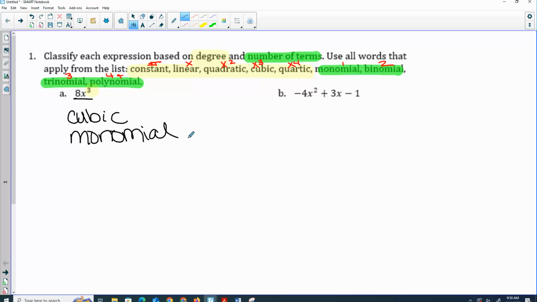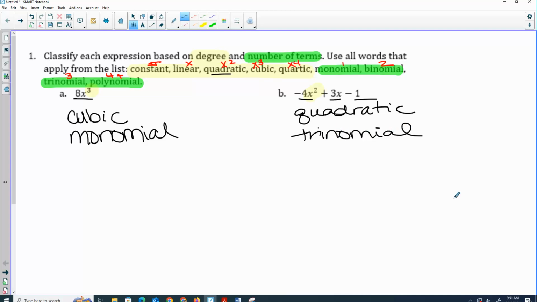When I look at number 2, my degree is the highest power. The highest one I see is x squared. X squared means quadratic. My number of terms, we have 3 terms here. 3 terms means trinomial. Okay, so quadratic, trinomial. All right, so that's your first few questions on the study guide, just looking at those and classifying them.